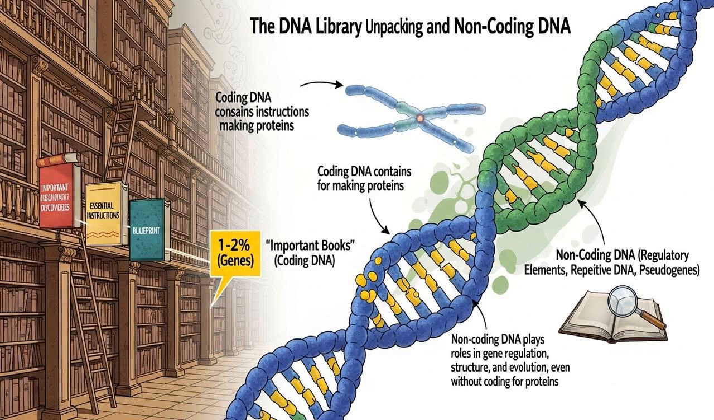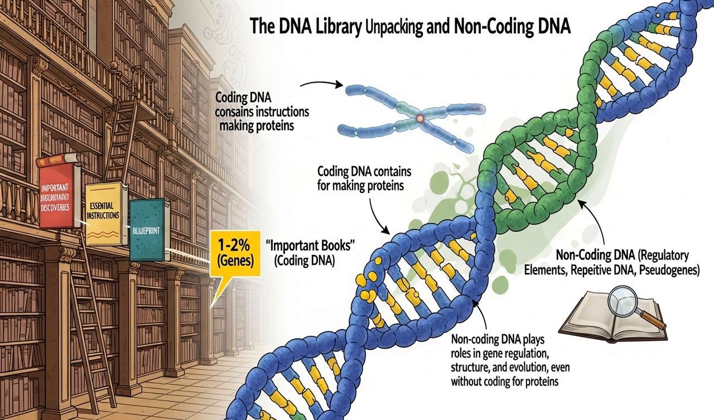We now know this non-coding DNA is a vast and vital collection of sequences. It includes introns, which are segments snipped out of gene transcripts before a protein is made. It includes powerful regulatory elements that act as switches, telling genes when and where to turn on and off. And it includes massive tracts of repetitive DNA, with sequences repeated over and over, as well as jumping genes called transposable elements that can move around the genome, and ancient broken copies of genes called pseudogenes.